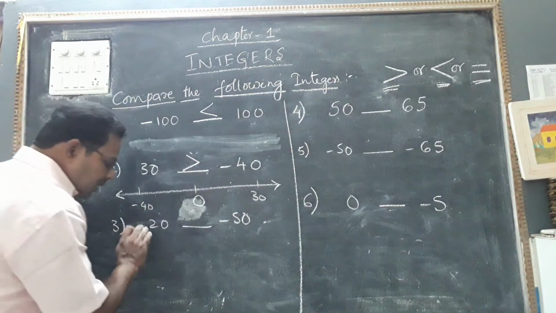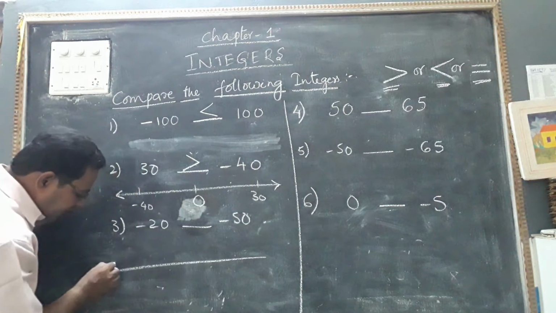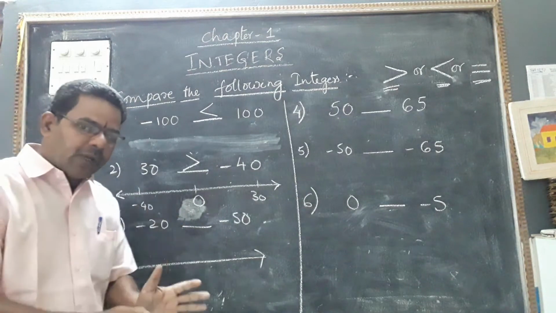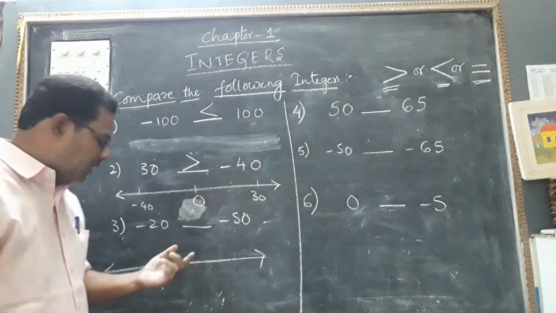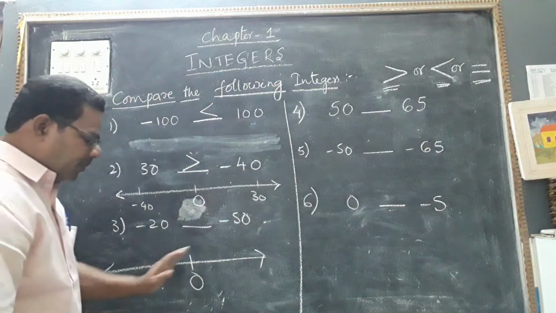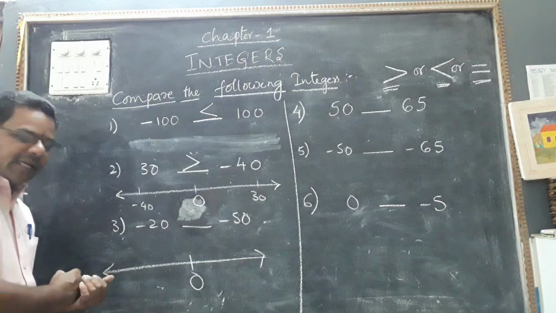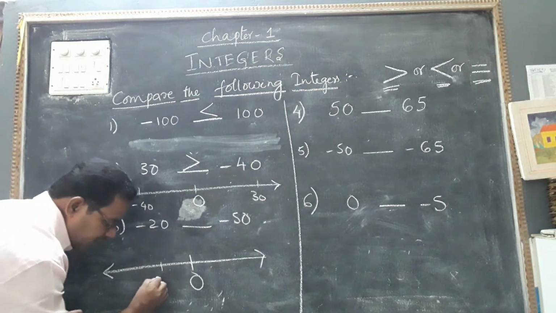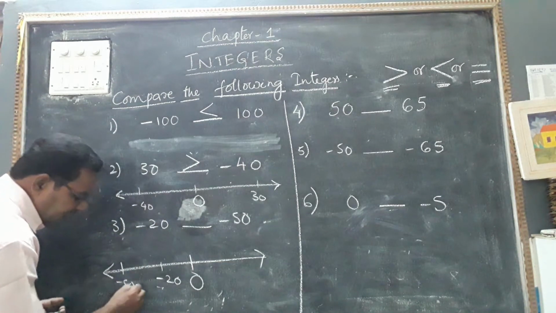And the third one, minus 20 and minus 50. Here you have to find out the difference. I think you also got some doubt. If both are negative numbers, how to compare? Which one is bigger, which one is smaller? That also results. 0 is the middle of the number line. Minus 20 and minus 50, both are on the left hand side. 0, minus 1, minus 2, minus 3, minus 4, and so on. If you count, minus 20 comes first, and after that you will get minus 50.